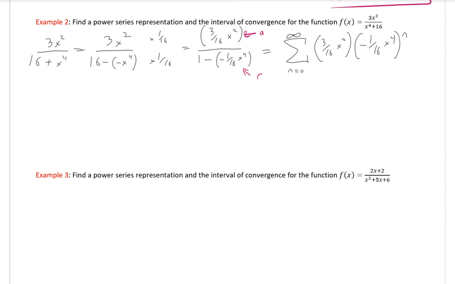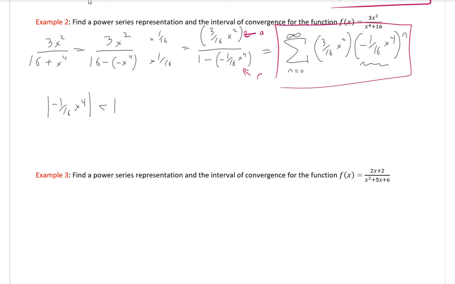Now you could do some more manipulation with this if you so please. For example, this 3 is independent on n, so you could pull it out. Technically the same is true for that x, but you can combine it in. You could do some more manipulations if you so please, but this should be perfectly fine for evaluation of the series. However, we have one more thing to do, and that's to find the interval of convergence. Because, again, it's a geometric series, we know that it is convergent so long as the ratio negative 1 over 16 x to the 4th power is less than 1.